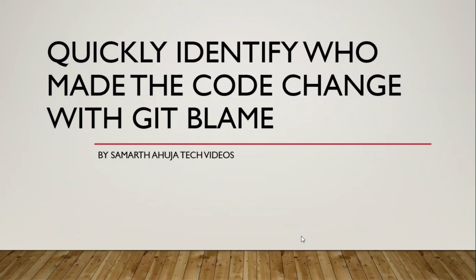In this video we'll talk about how we can quickly identify who made the code change with the git blame command. So basically in your VS Code, next to the line of code, you can see the author name and the commit ID directly in VS Code, which will help you in easily identifying who made the code change. So let's start.